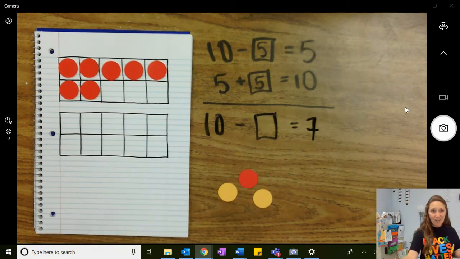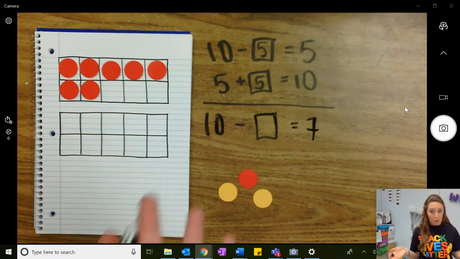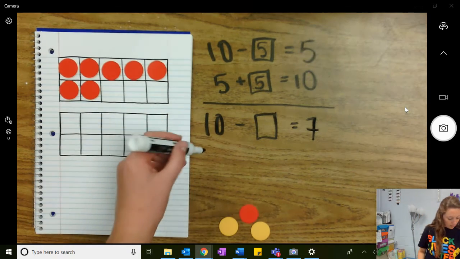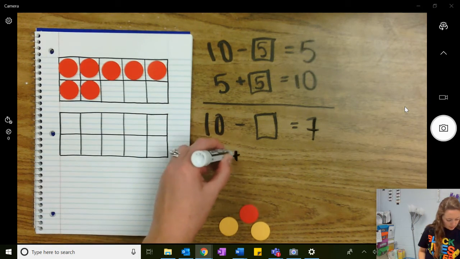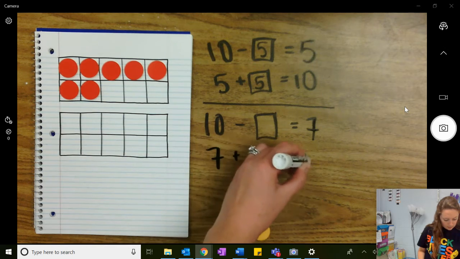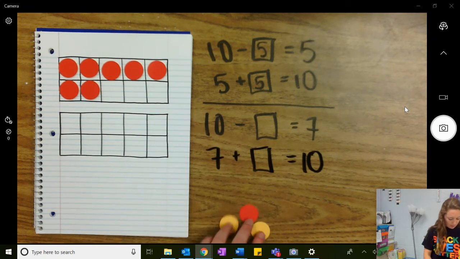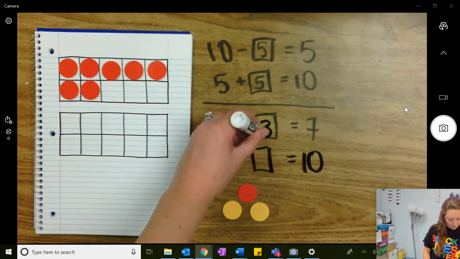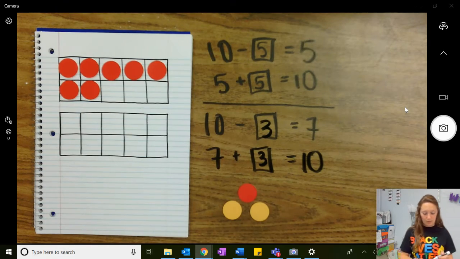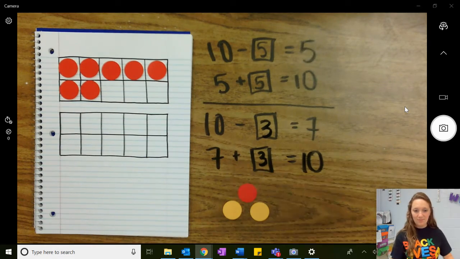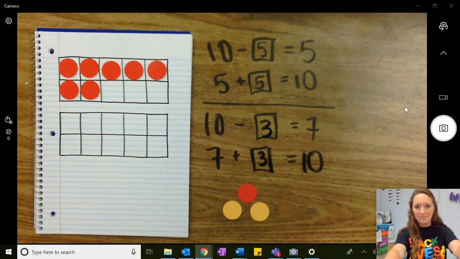But again, that's kind of complicated to solve. So what's another way that we can write that number sentence? We can do 7 plus unknown equals 10. And we know that we had 3. We took away 3 that were in the cup. So the unknown is 3. Now we're going to try it with one more.